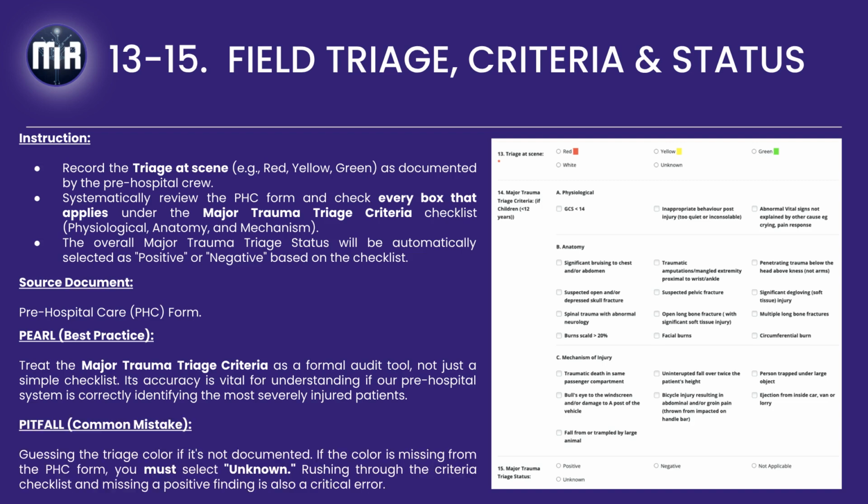The most common pitfall to avoid is guessing the triage color if it's not documented. If the color is missing from the PHC form, you must select unknown. An equally critical error is rushing through the criteria checklist and missing a positive finding. Take your time and be thorough, as the integrity of our system-level analysis depends on it.